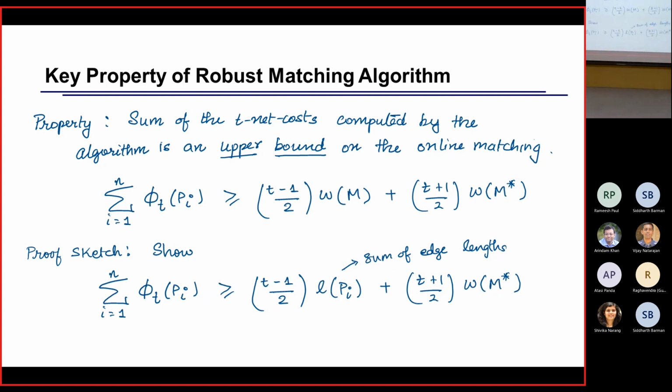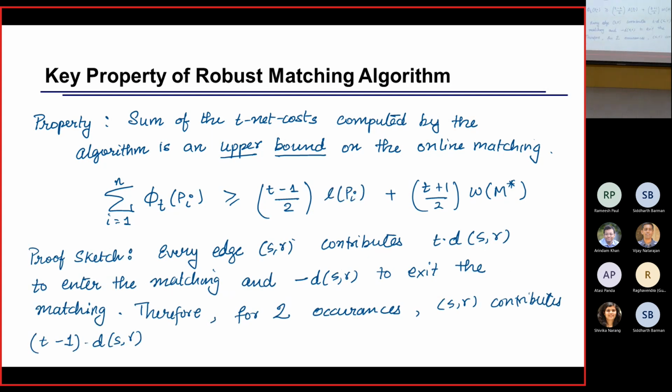But first, I want you to appreciate this reduction. Basically, I can do this because I'm in a metric space. And what am I doing? My online matching edges are simply a direct connection between the endpoints of these augmenting paths. So I can as well replace the cost of the online matching with the length of all the augmenting paths. This will only be an upper bound, because the length of the path is only going to be larger than the direct distance between the endpoints in a metric. So therefore, I'm going to just instead prove this simple property.